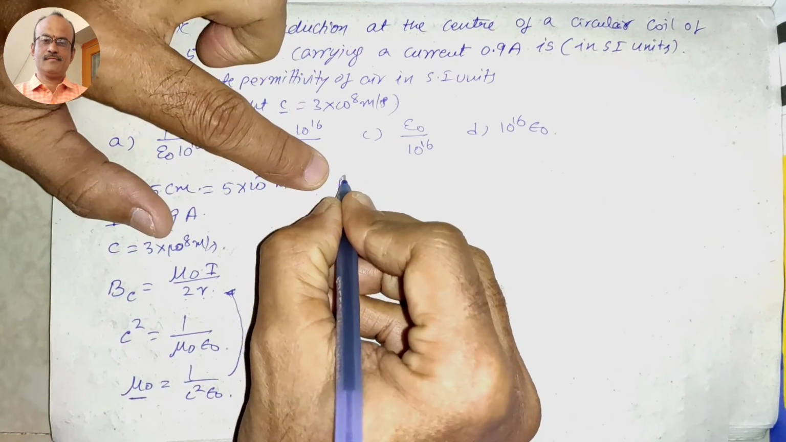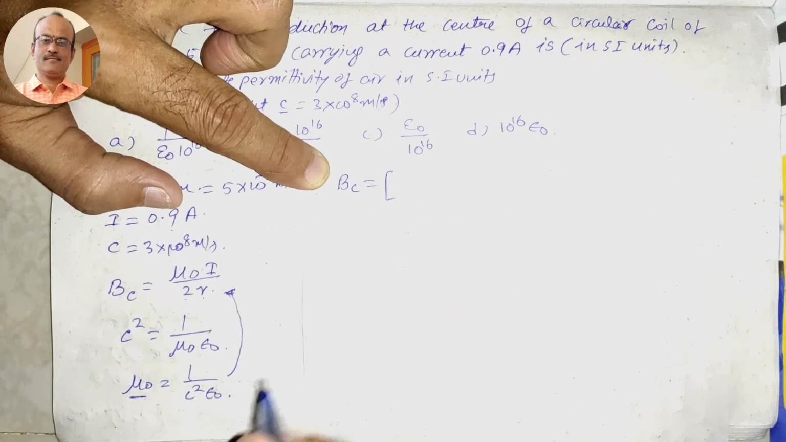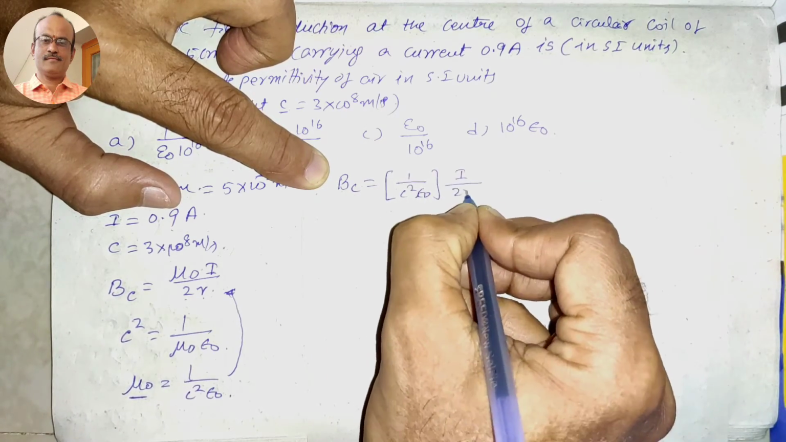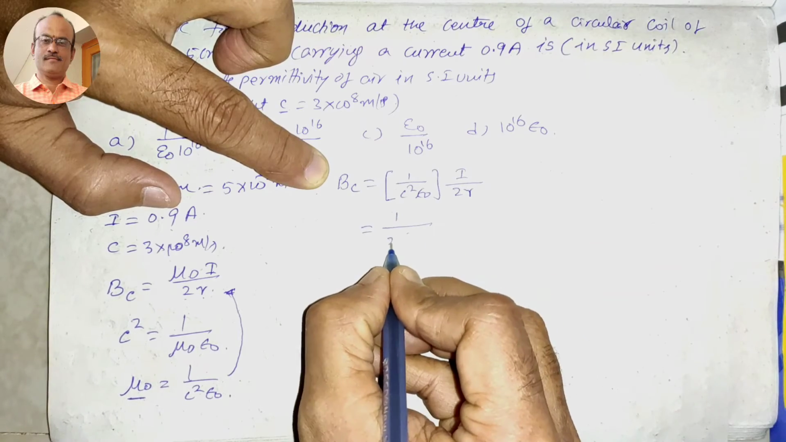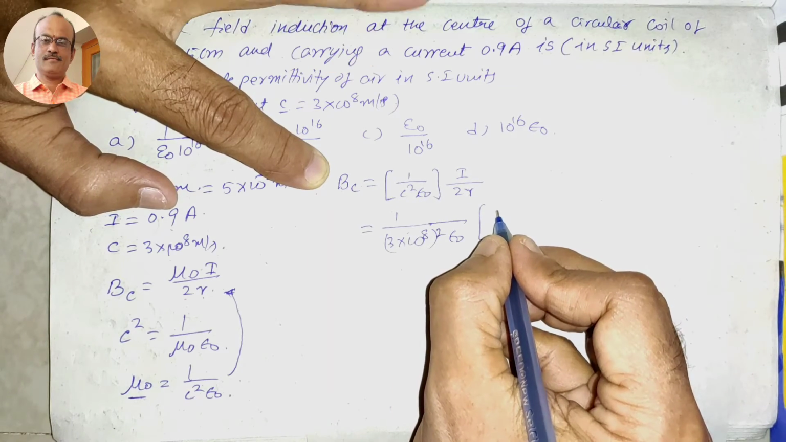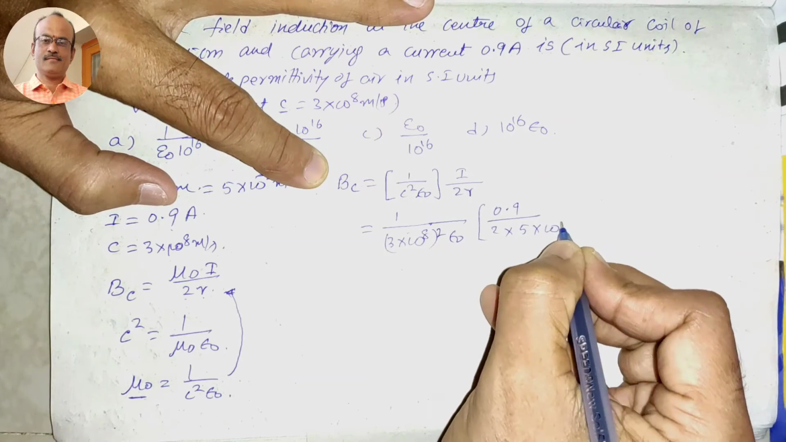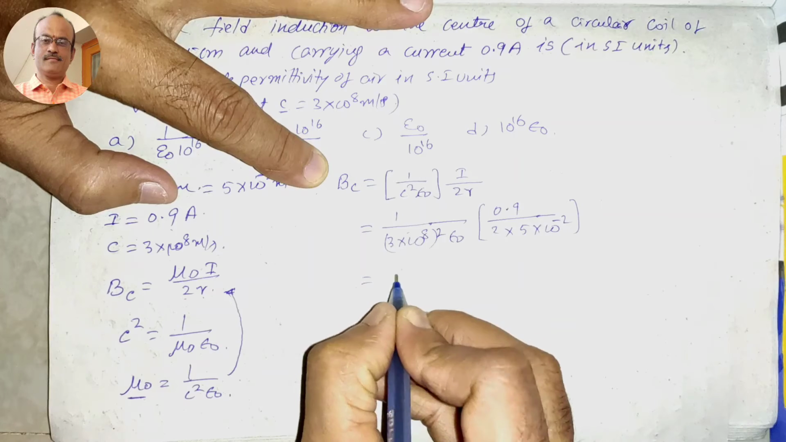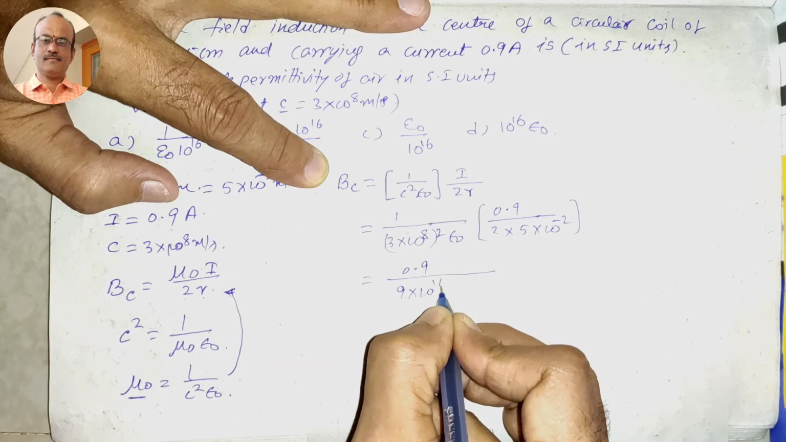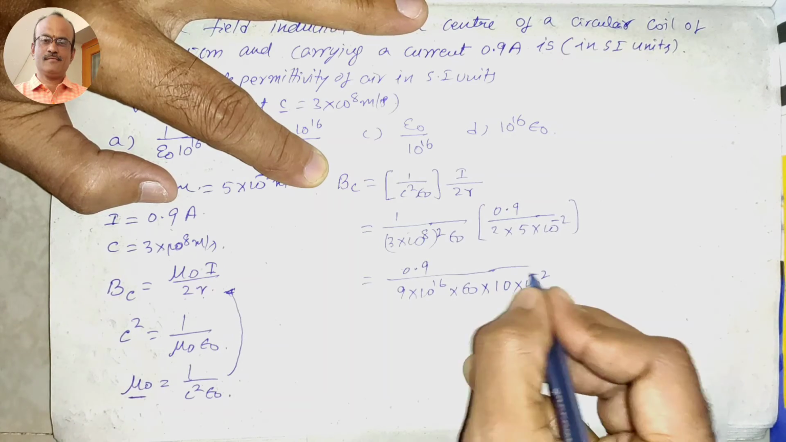So here B at the center, in terms of mu, I will write this as 1 by C square into epsilon naught into I divided by 2r. So 1 divided by C means what? 3 into 10 to the power of 8 whole square into epsilon naught. Here the current I is nothing but 0.9 divided by 2 into 5 into 10 to the power of minus 2 meters. So here 0.9 divided by 9 into 10 to the power of 16 into epsilon naught into 2 into 5 into 10 to the power of minus 2.